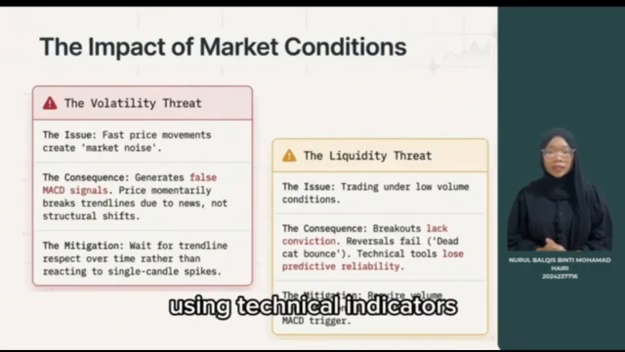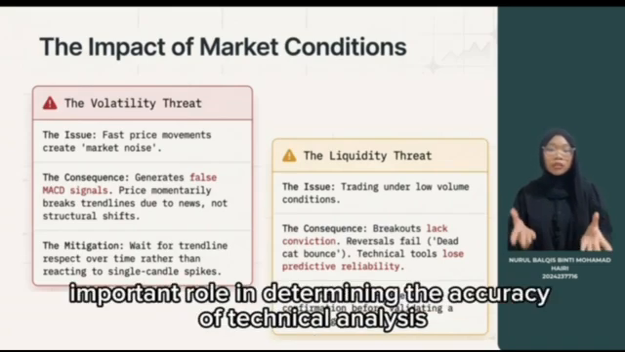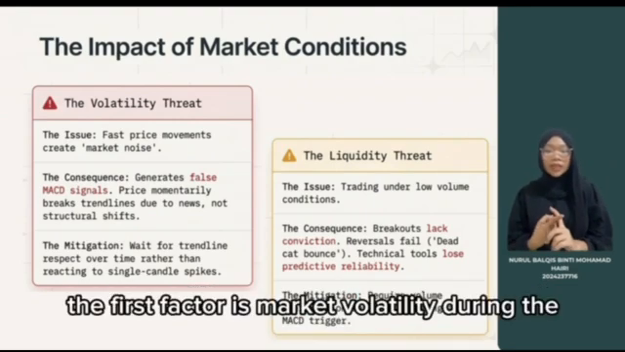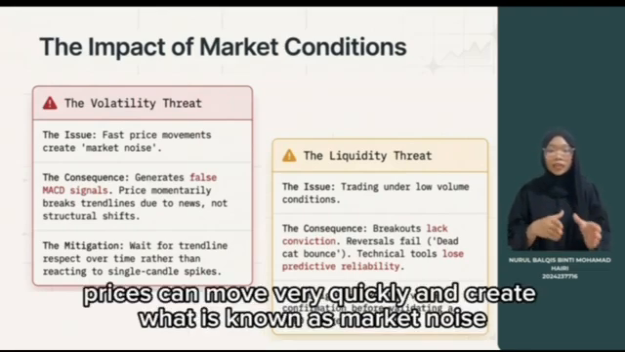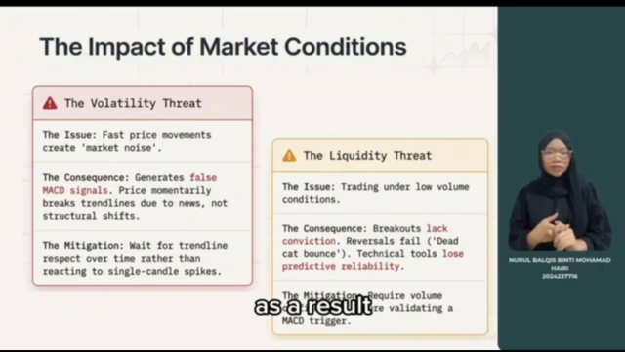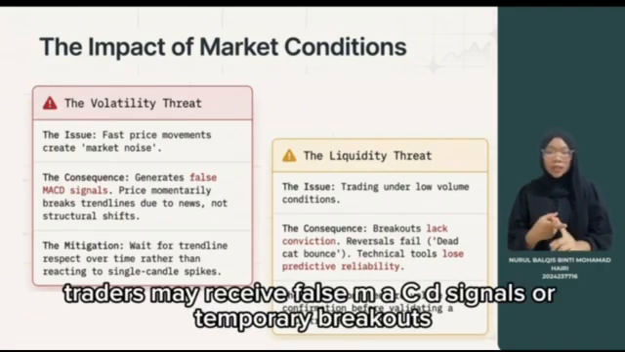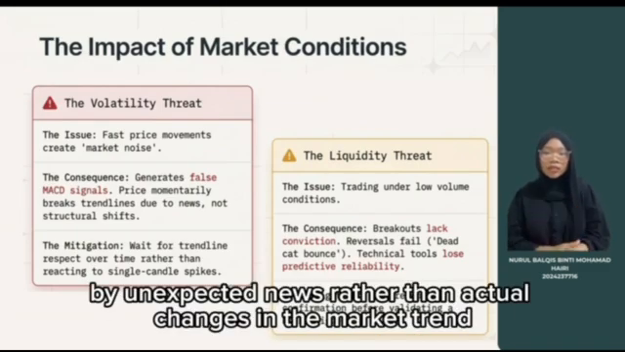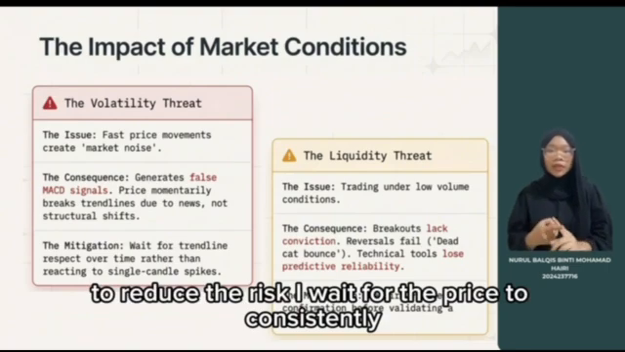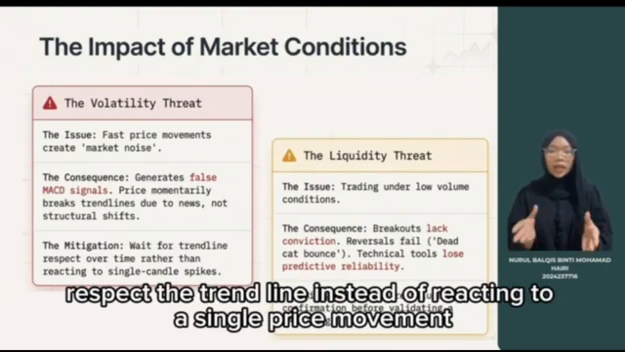When using technical indicators, market conditions also play an important role in determining the accuracy of technical analysis. The first factor is market volatility. During periods of high volatility, prices can move very quickly and create what is known as market noise. As a result, traders may receive false MACD signals or temporary breakouts caused by unexpected news rather than actual changes in the market trend. To reduce the risk, I wait for the price to consistently respect the trend line instead of reacting to a single price movement.